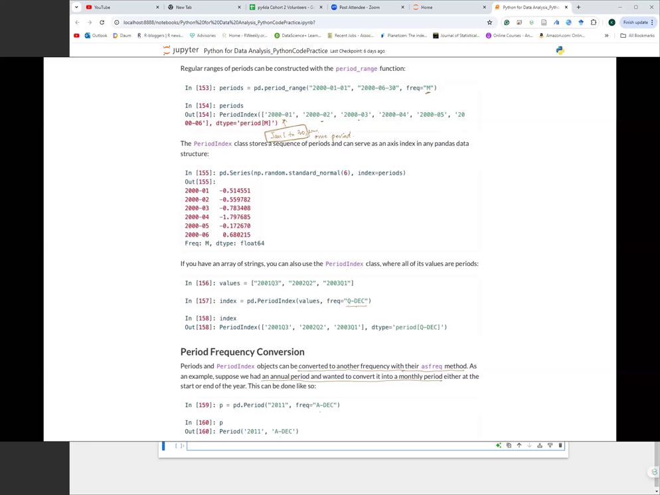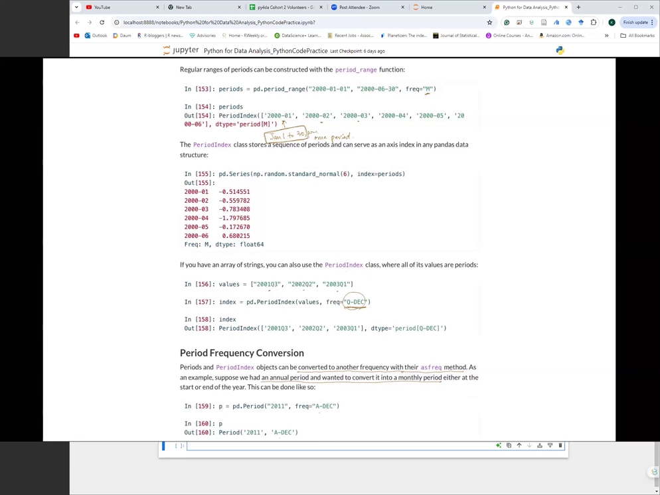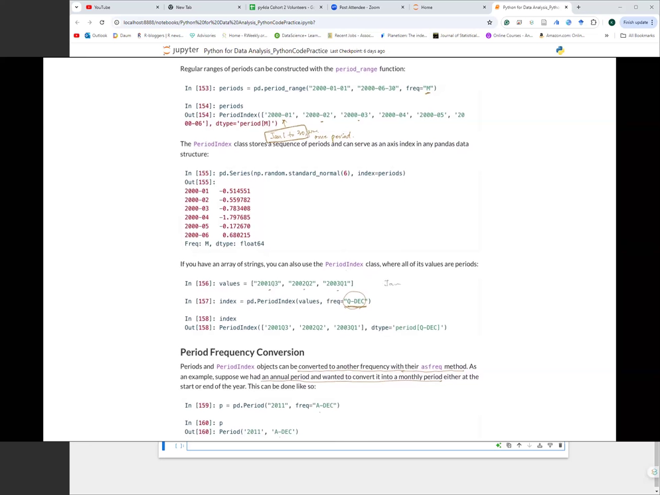Same thing at the bottom. If we do a quarterly one like this, with quarter ending in December, January to March is quarter one, April to June is quarter two, etc., and October to December is quarter four. Quarter December means we can divide the period quarterly, but it ends with December. That's how we can set up this kind of quarterly time index.